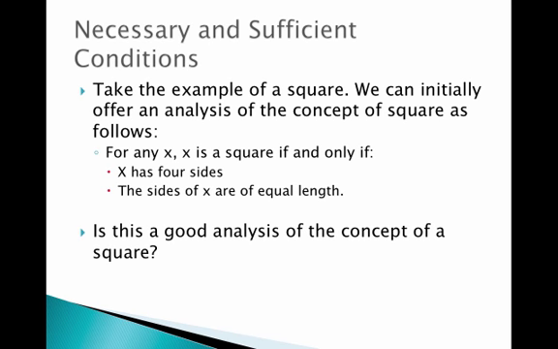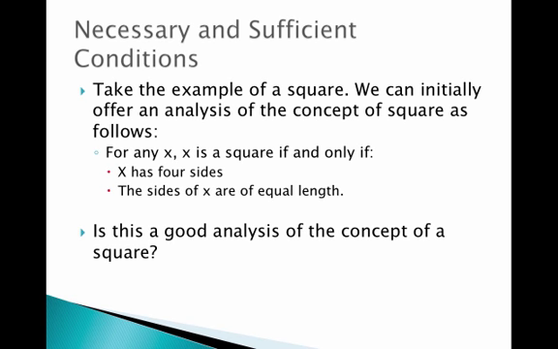Take the example of a square. We want to offer a definition of a square. That is, we want to offer an analysis of the concept of square. Suppose we offer this definition then. For any x, x is a square, if and only if x has 4 sides, and the sides of x are of equal length. So that's our definition of square. Now, is this a good analysis of the concept of a square?